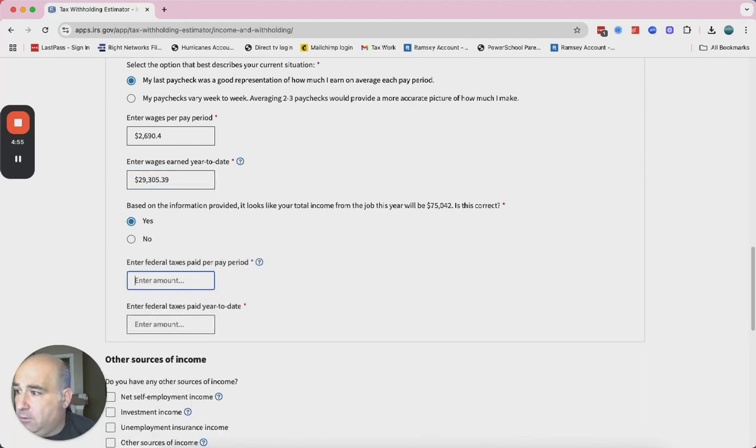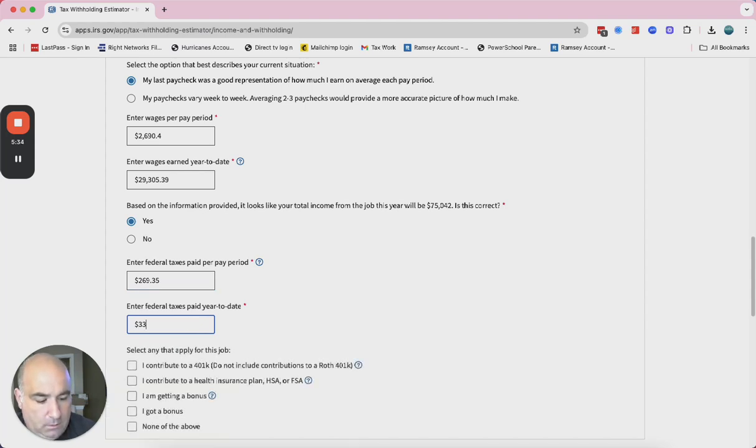And then what you have to do is go into your federal. So this is specifically your federal income tax. You'll see on this person's pay stub, they have it broken out. They've got Social Security, they've got Medicare, but you need specifically the income tax part of that. So in this person's case, they had $269.35 withheld for the period, and then for the year they've had $3,395.40.